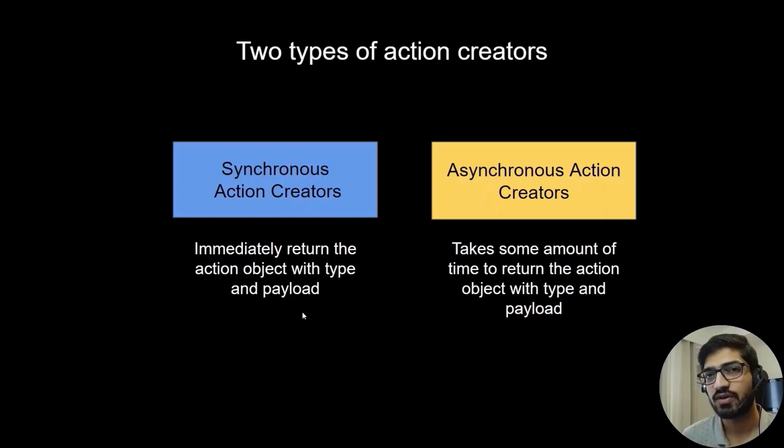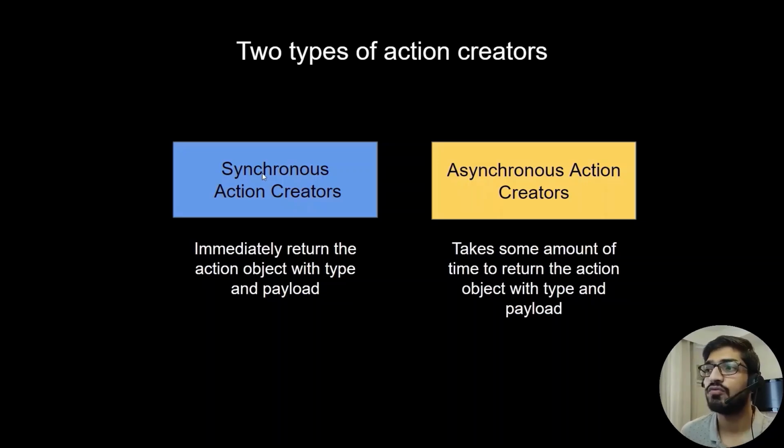So in our before case, what we used to do, we used to make the async API call in the component itself. And once we get the data, we used to dispatch the action, which immediately returns you an action and it gets to the reducer. But now the scenario is that we are having an async API call inside our action creator. And that is going to take some amount of time to return the object and the type of the payload. So you are doing an async task inside a synchronous action creator, which is why you are getting an error.